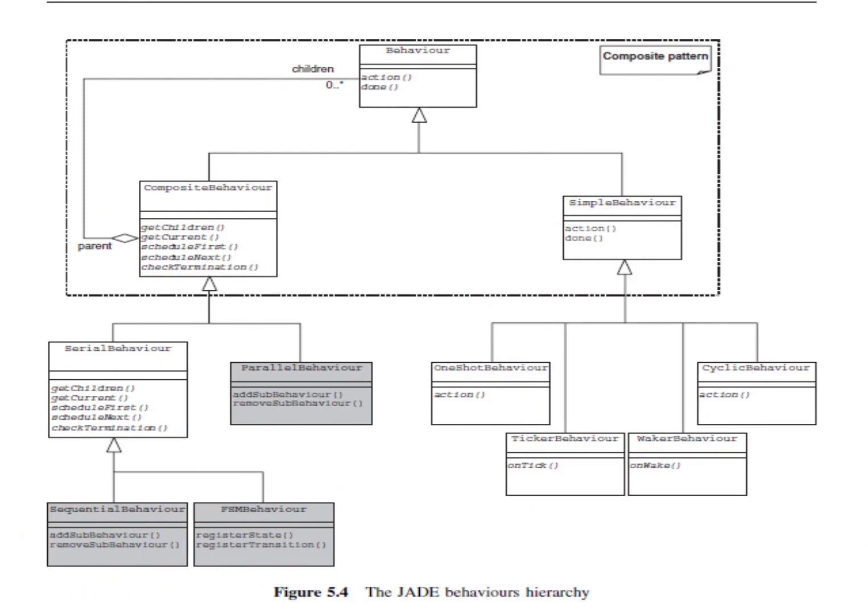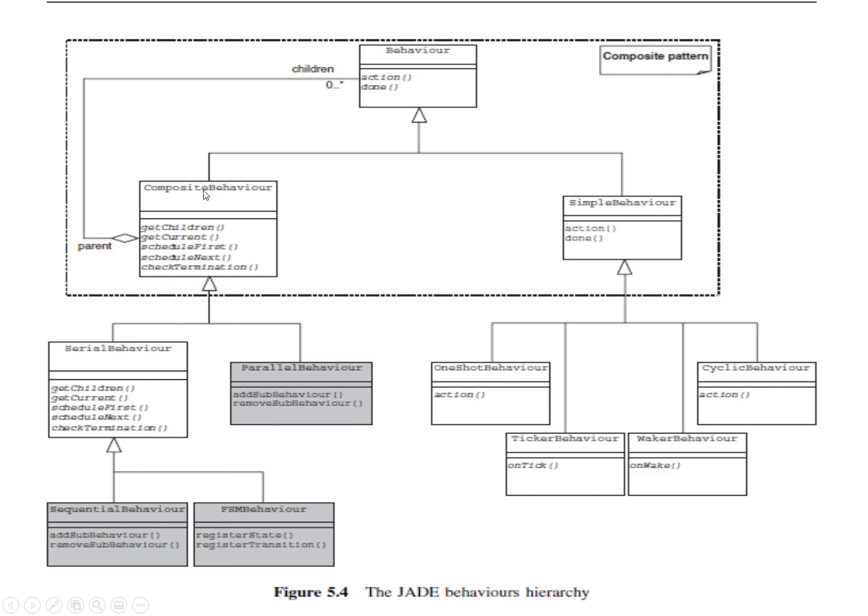Okay, so let's just look at this. I hope it's quite visible, but it's also in your book. At the very top, you'll notice that we've got the behavior, which we already know by now has action and done as the standard methods required for that behavior. Then we start discussing composite behavior and simple behaviors. Under the composite behavior you'll notice children like serial behavior, parallel behavior, sequential behavior, as well as FSM behavior. These methods would normally come automatically.